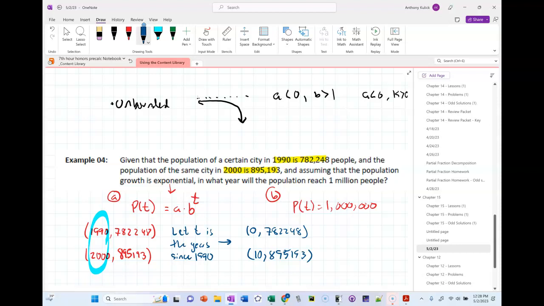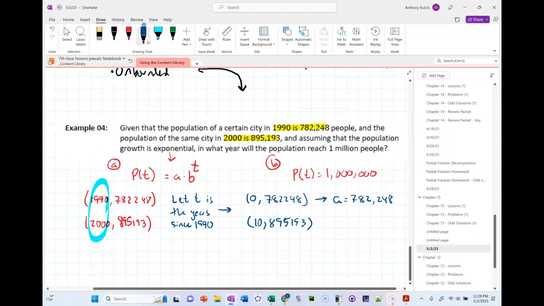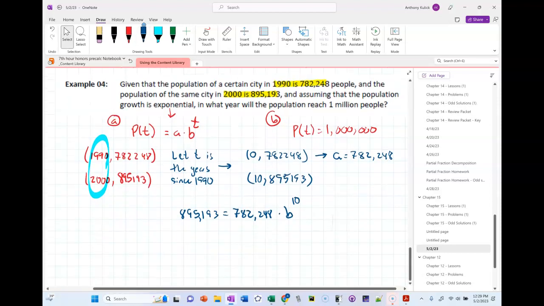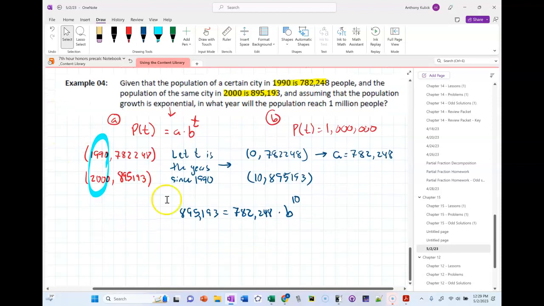Why is that going to be helpful? Because it's going to give me my A value for free. And now I don't have a system to solve to find B, which is my preference for doing this. Everybody's cool with that?